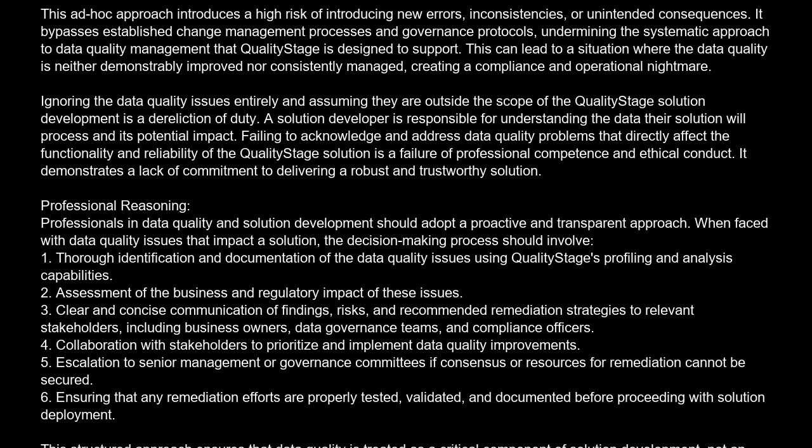4. Collaboration with stakeholders to prioritize and implement data quality improvements. 5. Escalation to senior management or governance committees if consensus or resources for remediation cannot be secured. 6. Ensuring that any remediation efforts are properly tested, validated, and documented before proceeding with solution deployment. This structured approach ensures that data quality is treated as a critical component of solution development, not an afterthought, thereby safeguarding business operations and regulatory compliance.